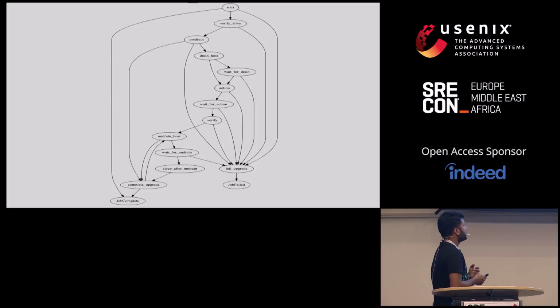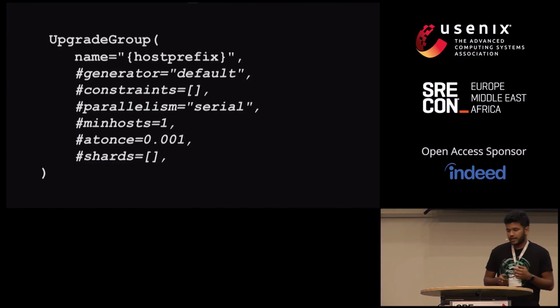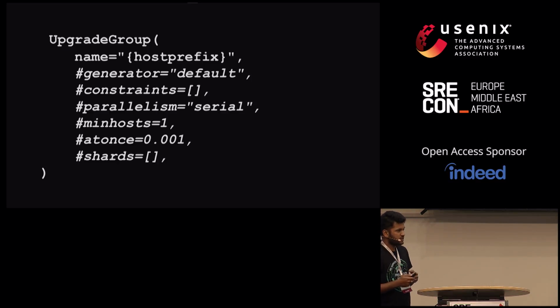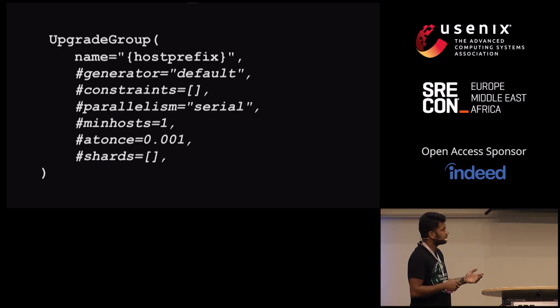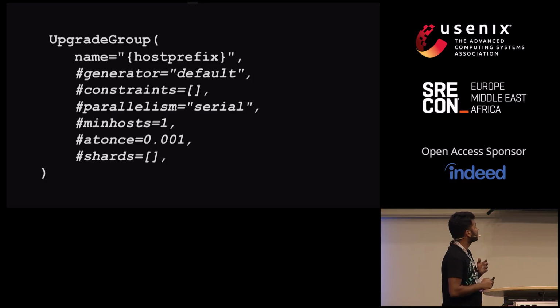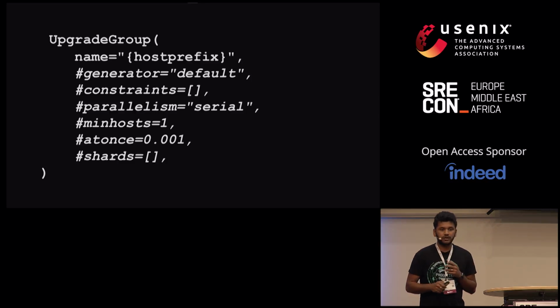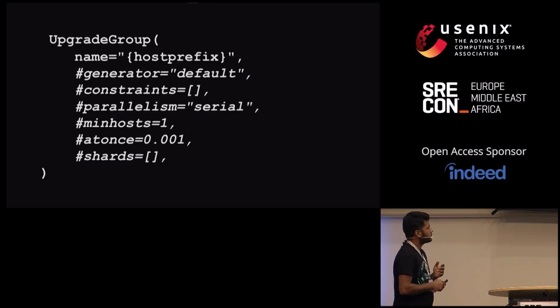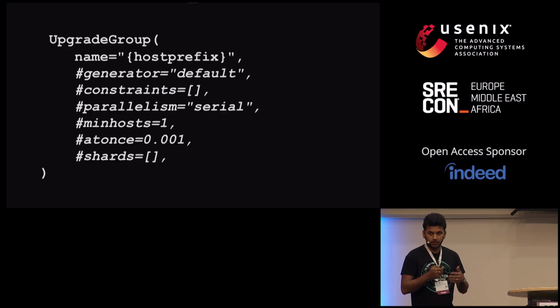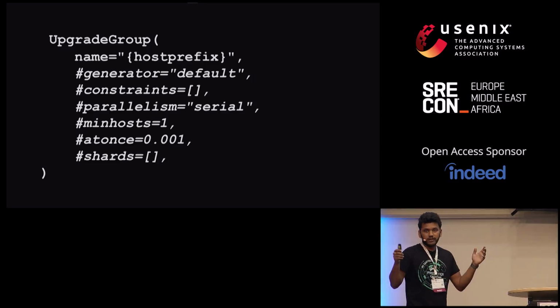All right. Let's talk about the language specification, which I mentioned earlier. The service owners would just define something like this in their config. They would specify what host prefix they want to upgrade. There are a variety of fields here. For example, at once is a decimal value between 0 and 1, where you tell what percentage of hosts you want to upgrade at once. Parallelism is where you control how you want your upgrades to be, whether you want it serially per data center, serially per rack, or globally parallel, things like that.